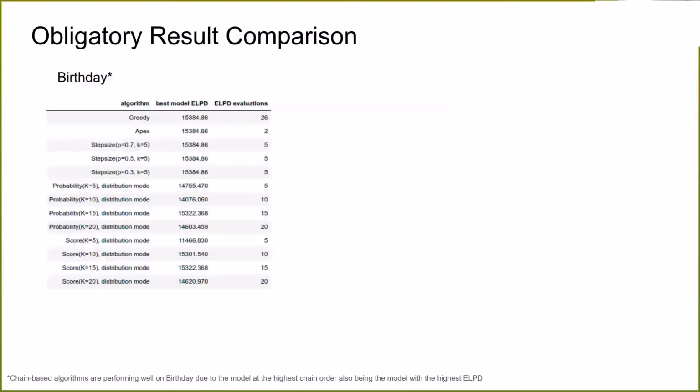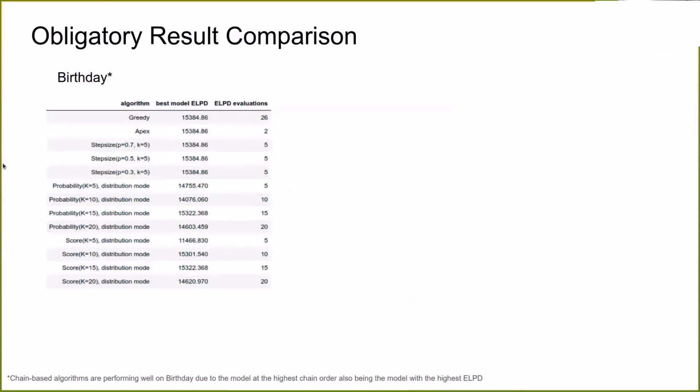And we're going to quickly go over comparing the results. It's not even a comparison, it's more about identifying which algorithms work in which cases. So for the birthday problem, the greedy algorithm apparently does find the global optimum, which is 15,384.